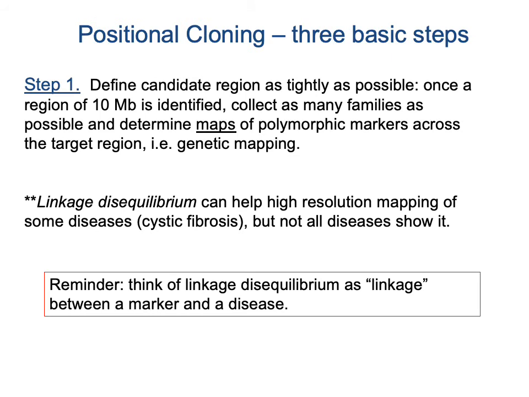There are 3 basic steps in positional cloning. Step 1 is to define the candidate region as tightly as possible. And so once you have a region of about 10 megabases, you can then start to try to collect as many families and pedigrees as possible and determine these maps of these polymorphic markers. So that's the genetic mapping that occurred in the Watkins paper. Linkage disequilibrium can sometimes help generate high-resolution maps for some diseases, and this did help for cystic fibrosis, but not all diseases show this. And remember, linkage disequilibrium can probably most simply be thought of as just linkage between a marker and a disease.